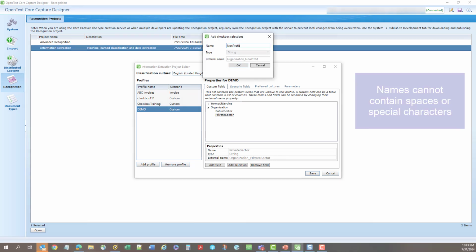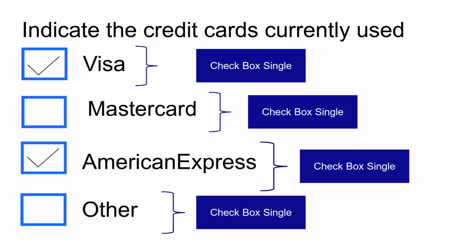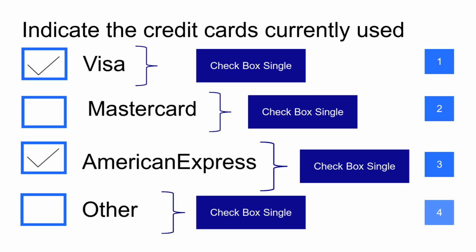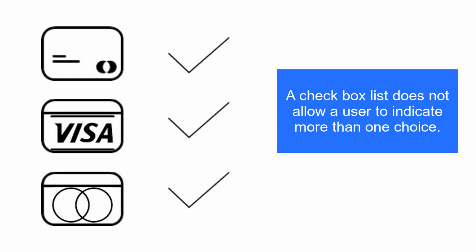If your question or statement presents more than one option and multiple responses are possible, then you must use one checkbox single for each response option. In this example, you would need to set up 4 separate checkbox singles, and when configured, a user can select more than one option. Because it's possible that someone could carry more than one credit card, a checkbox list won't work. Here's how you can handle this scenario.